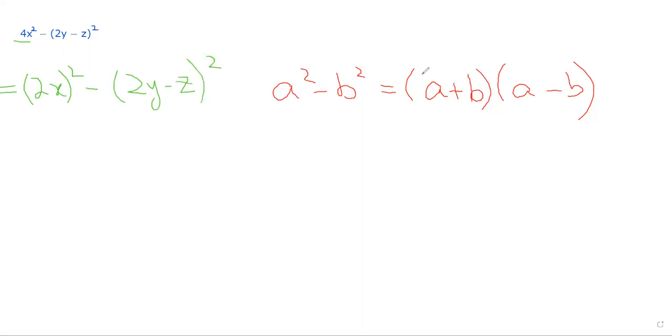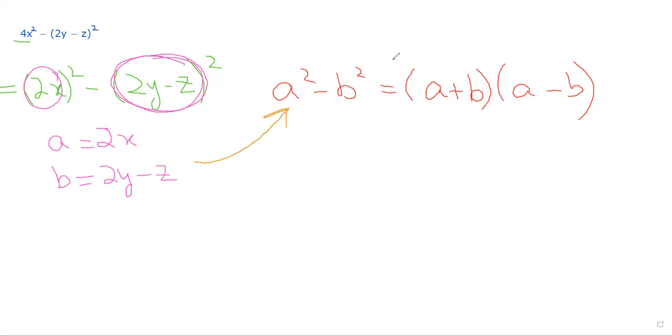So this is the formula. This is a square and this whole is b square. Clear? A square minus b square. What is a here? A is 2x, and b is 2y minus z, this whole. So now we have to apply this formula.